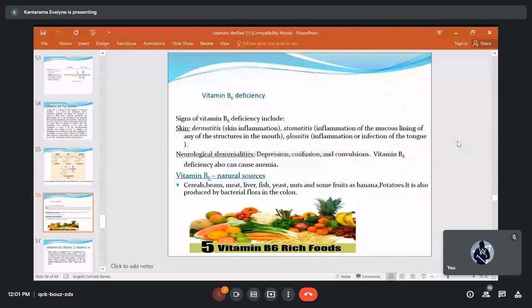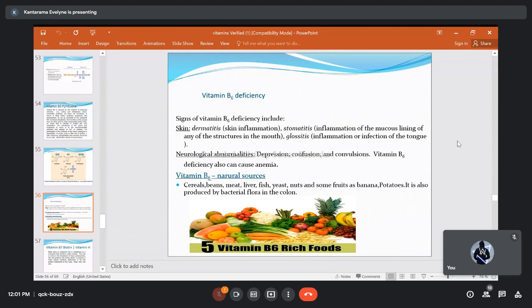Now, vitamin B6 deficiency includes dermatitis. This is a skin inflammation. Stomatitis, inflammation of mucosal lining of any of the structures in the mouth. Glossitis, inflammation or infection of the tongue. It is about inflammation of skin in different parts of the body, especially on the skin, lining of the mouth and tongue.